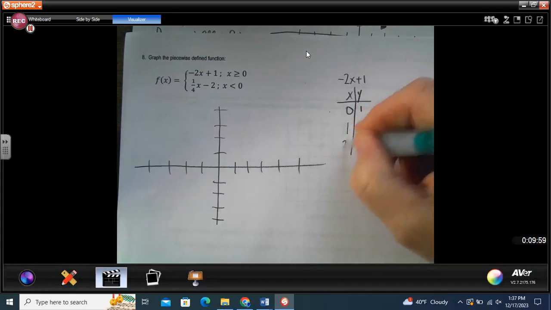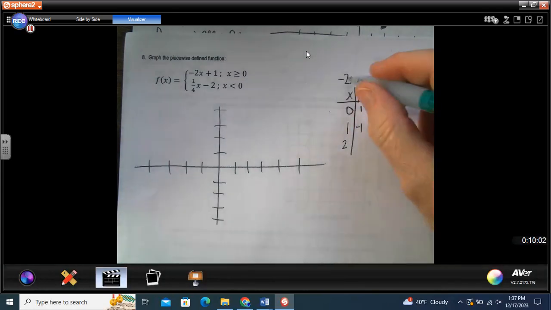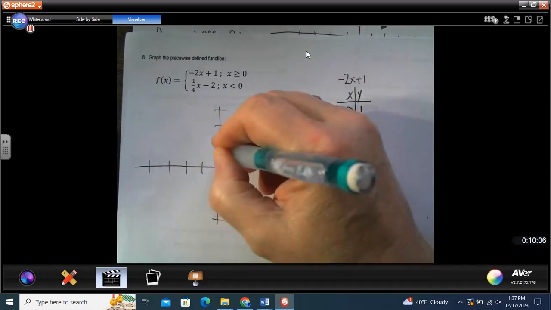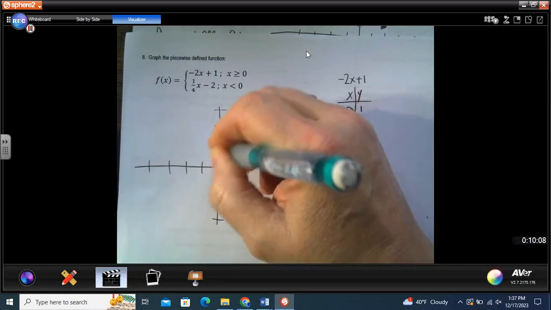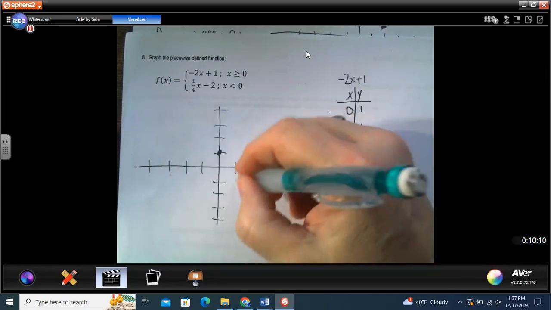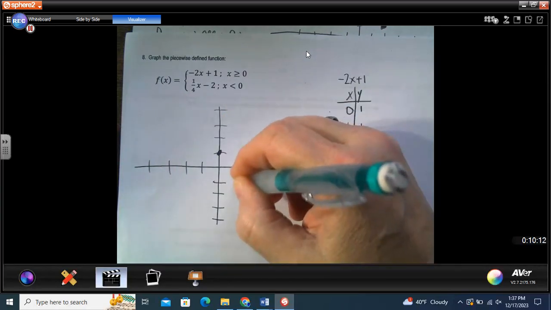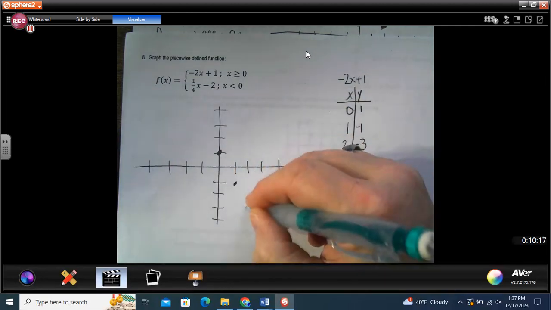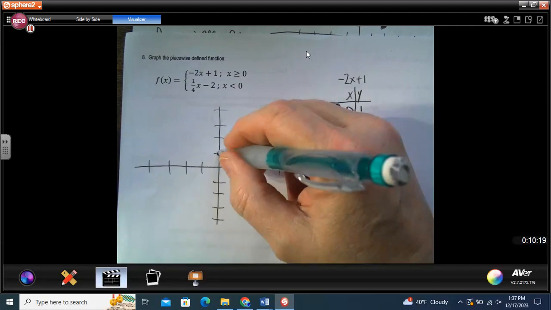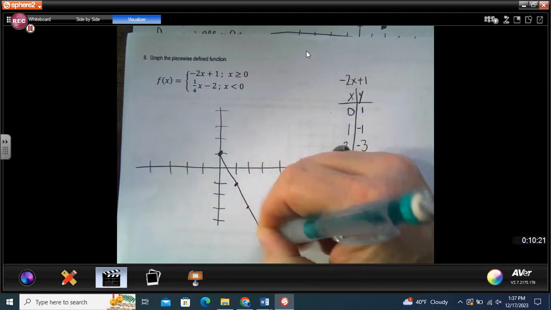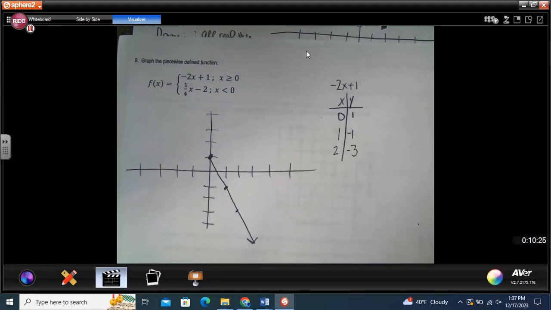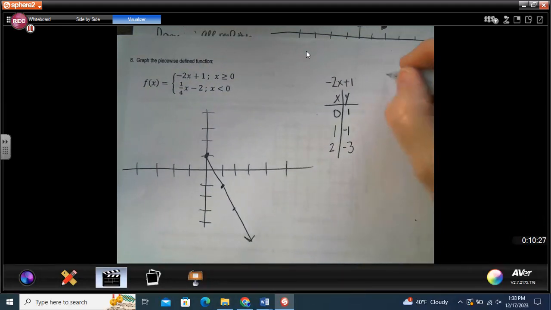I'm going to plug in 2, and I get -4 plus 1 would be -3. 0, 1, closed, 1, -1, and 2, -3. So there's that side. Okay. Now to get the right side, my equation is 1/4 x minus 2.